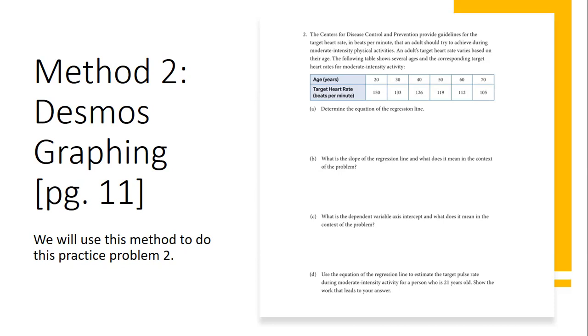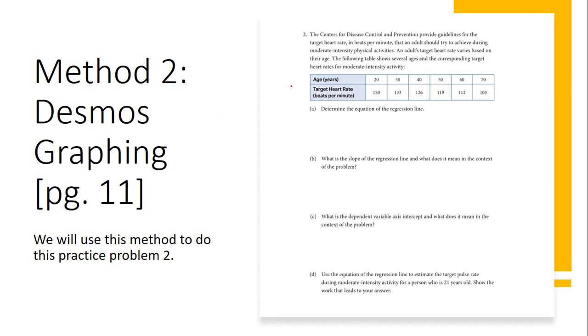So we have our age, and it says your age in years: 20, 30, 40, 50, 60, 70, and it has your target heart rate, okay? Do you see a pattern already here? What do you notice? As the age goes up, the beats per minute go down. Exactly. As you get older, they're saying it's all right to work a little less hard, right?